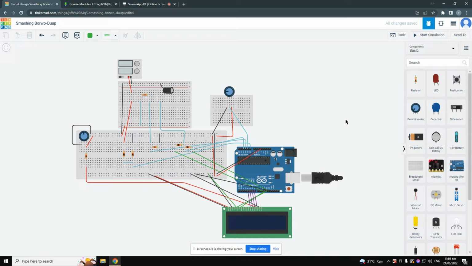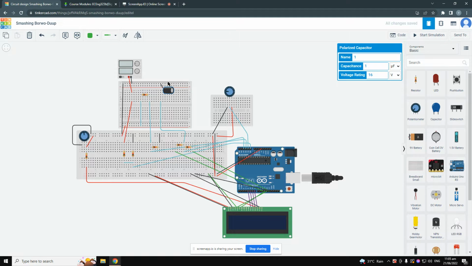I'm showing you how to build an Arduino based multimeter. I have here the example that I have built. First, this is the Arduino, the LCD, the potentiometer, the polarized capacitor, and a power supply.